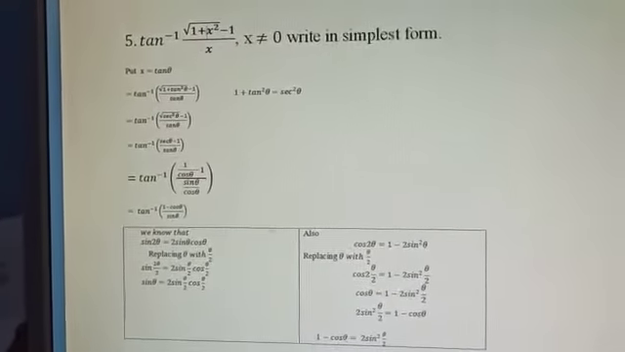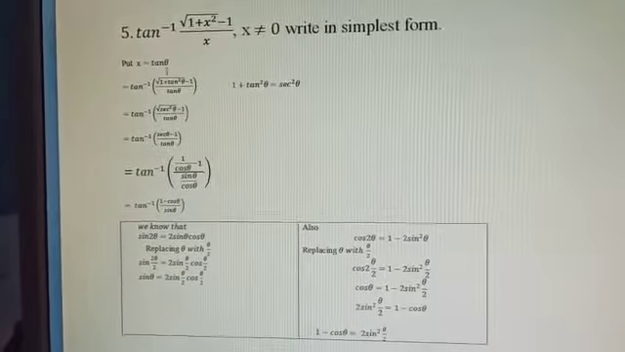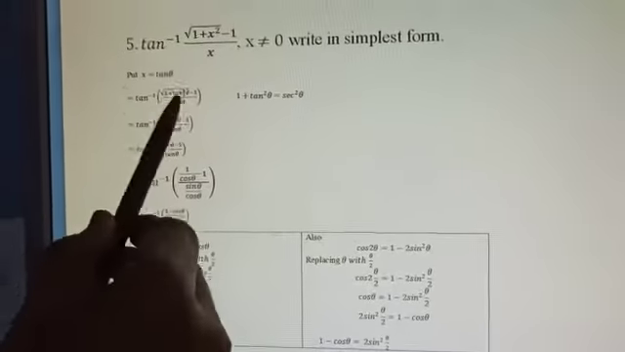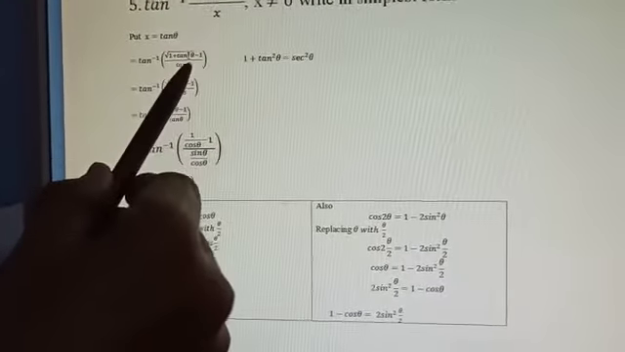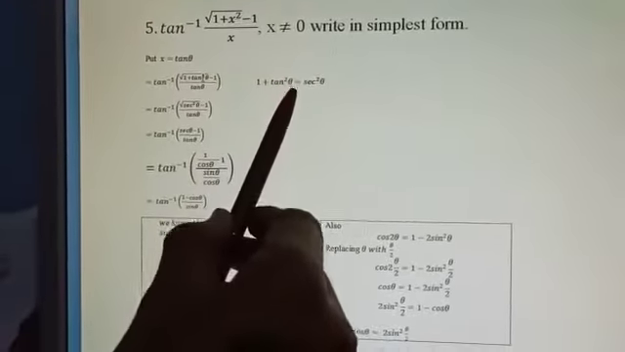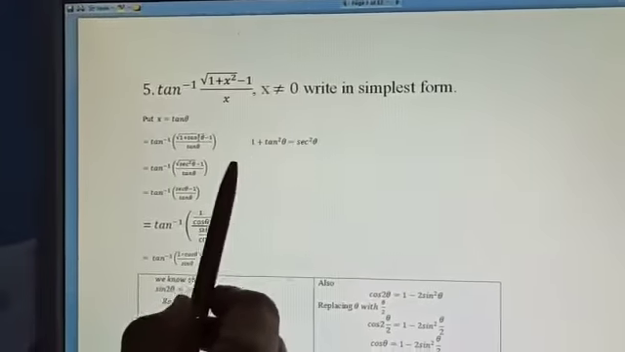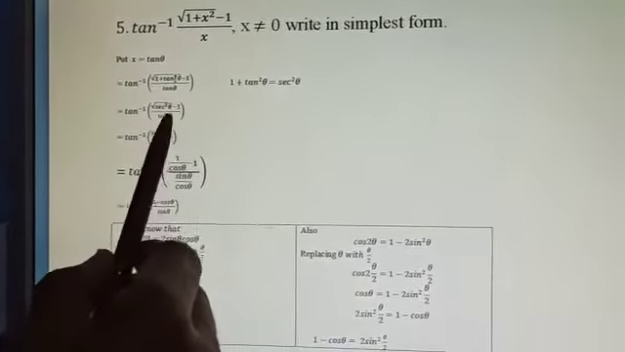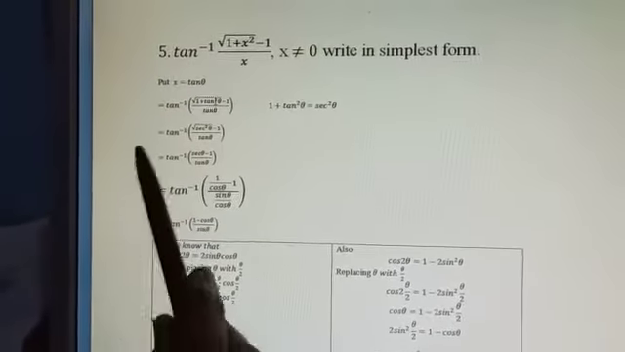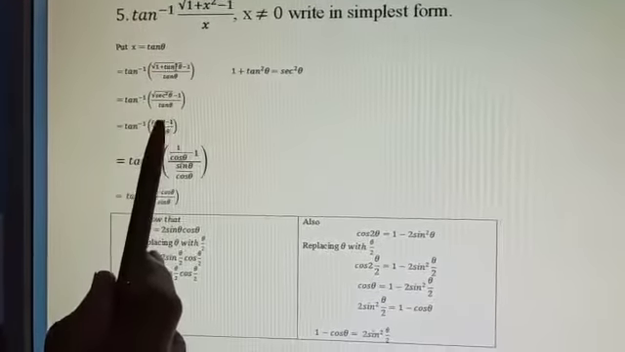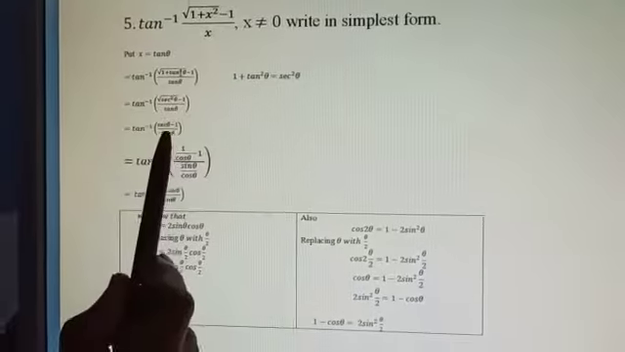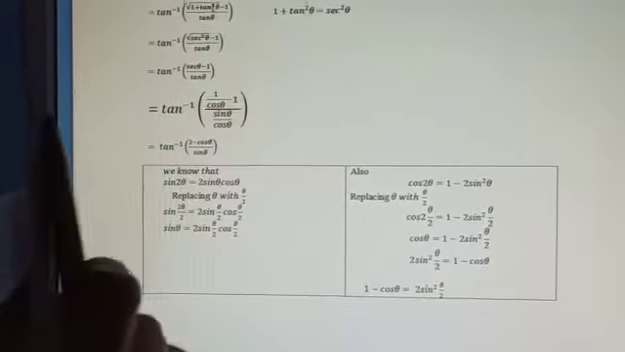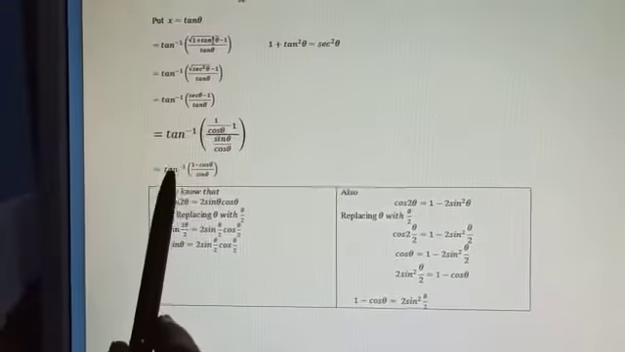Replace x with tan theta. So what you will get? 1 plus tan square theta minus 1, divided by tan theta. 1 plus tan square theta is nothing but secant square theta, you already know that. So therefore secant square theta minus 1 divided by tan theta. Therefore tan inverse of secant theta minus 1 divided by tan theta. Secant can be written as 1 over cos theta minus 1. So on simplifying this, what you will get?